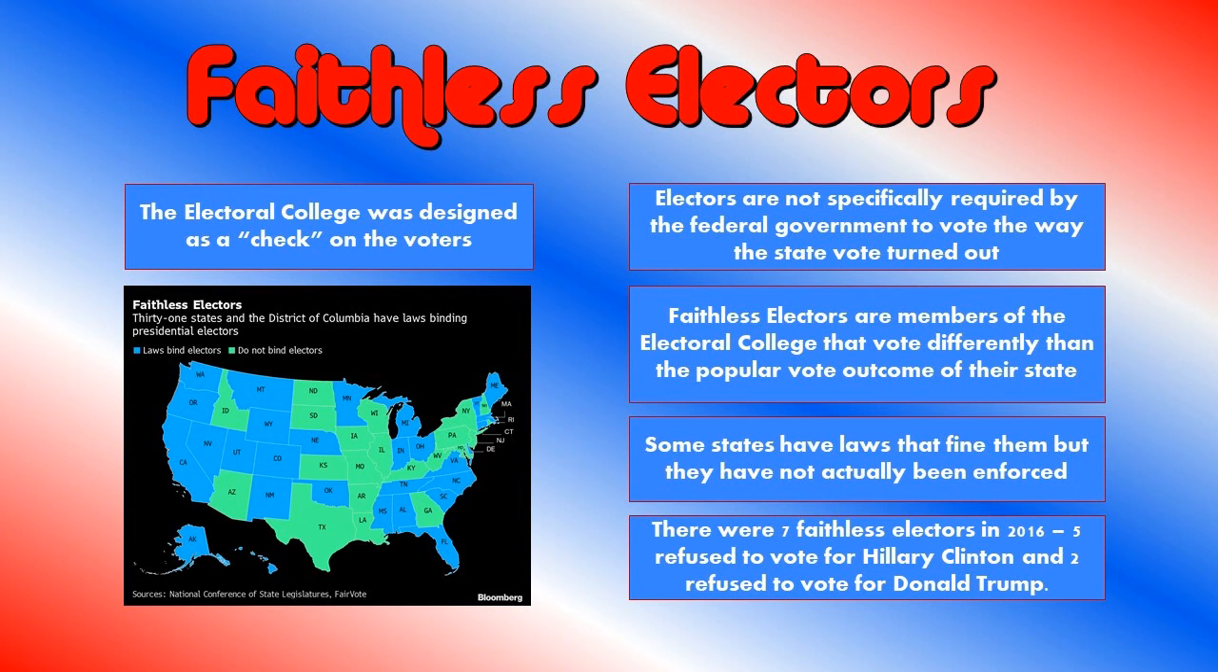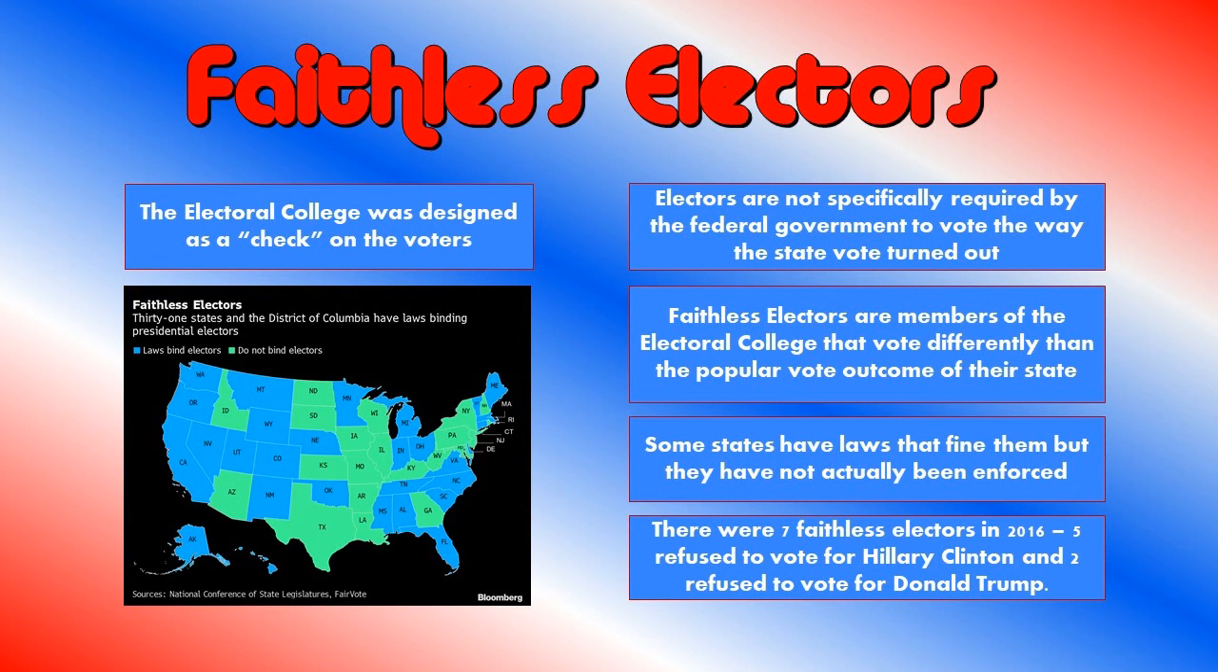Faithless electors are members of the Electoral College who vote differently than the vote outcome of their state. So there's no federal law that tells the electors that they have to vote a certain way. Some states have passed laws that require them to do so, but the punishment for voting a different way is just a small fine or something like that. There's no real punishment to stop them from doing so. So faithless electors can go to Washington, D.C., and they can vote differently than the voters do.